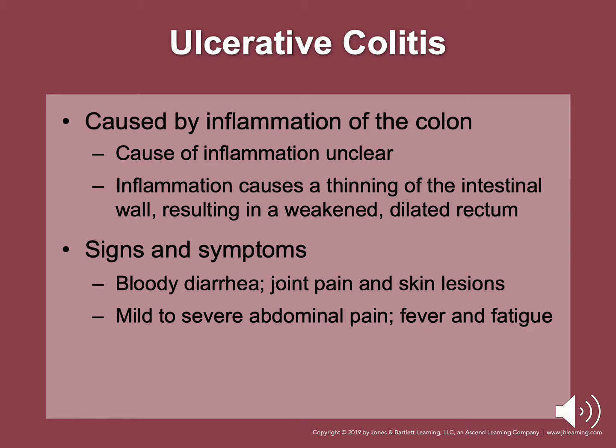There are approximately 238 per 100,000 people who have ulcerative colitis. It occurs more often in men than in women, and has a strong family history component. So, signs and symptoms: gradual onset of bloody diarrhea, mild to severe abdominal pain, joint pain, skin lesions, fever, fatigue, and loss of appetite.